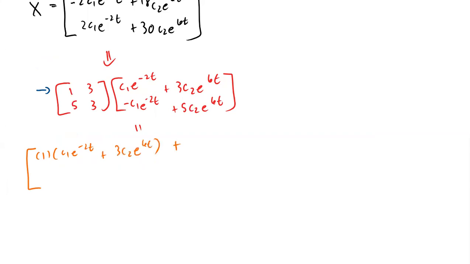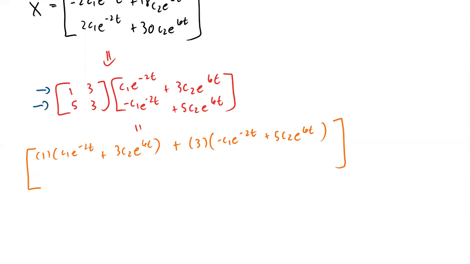Plus the second entry in the first row times the second entry in the vector. That's just going to be 3 times negative C1 e to the negative 2t plus 5c2 e to the 6t. Okay. Now go to the second row.